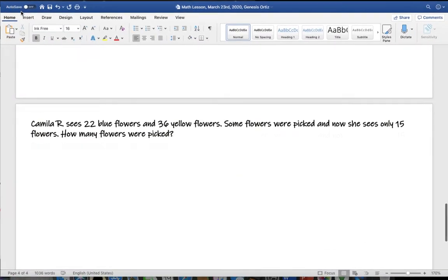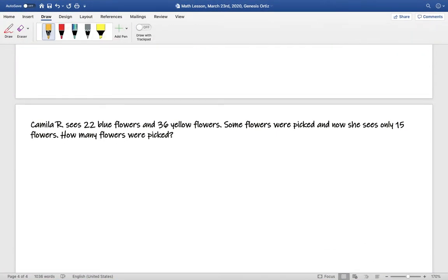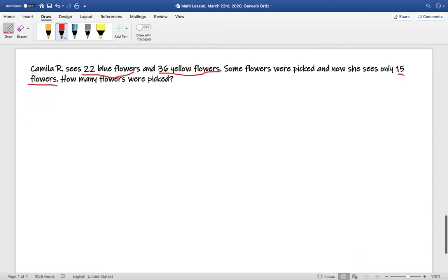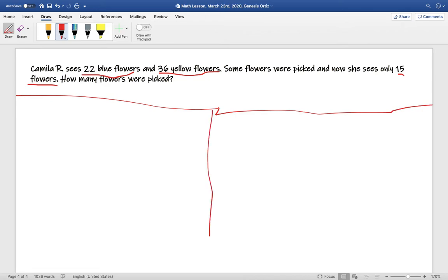So today's sample word problem says, let me get my marker ready. Camila Rivera sees 22 blue flowers and 36 yellow flowers. Some flowers were picked and now she sees only 15 flowers. How many flowers were picked? Well, this is a two-step problem. So I'm going to go ahead and split my screen in half.